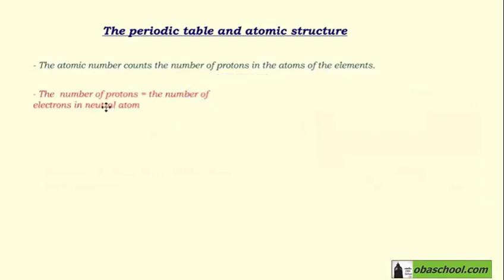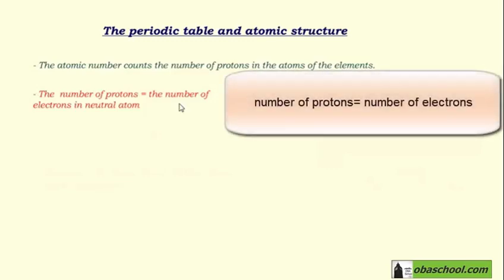The number of protons equals the number of electrons in a neutral atom. As we said before, if you remember, in a neutral atom, the number of protons equals the number of electrons. You can go back to chapters 2 and 3 to revise the information related to the atomic number and the periodic table and others.